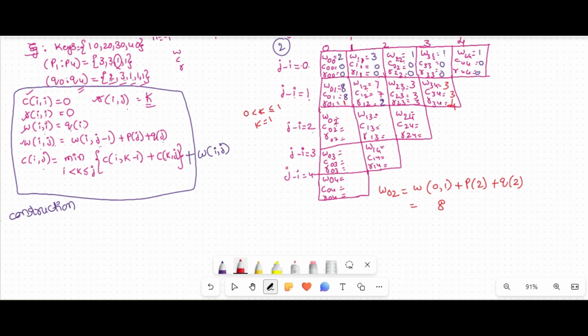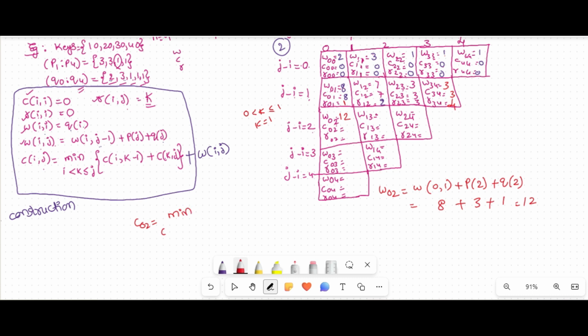So now 8 plus, what is P2? P2 is 3. What is Q2? It is 1. 8 plus 3 plus 1, which is nothing but 12. W02 is 12. Okay. So now C02 we have to calculate.